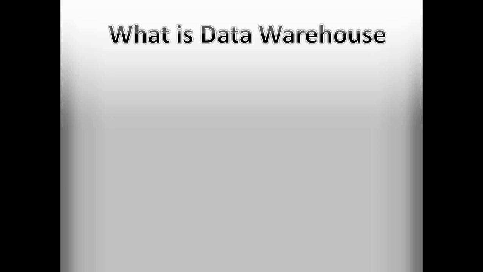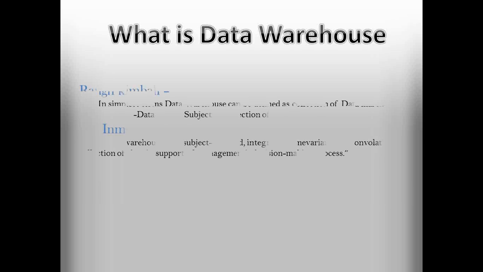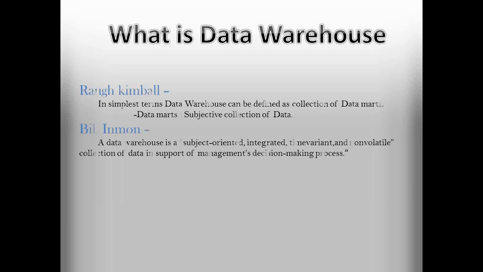Now let us understand who have defined the data warehouse and who those authors are. These are the two authors who have defined the data warehouse definition, Ralph Kimball and Bill Inmon. According to them, a data warehouse is a subjective collection of data. In simplest terms, a warehouse can be defined as a collection of data marts. A data mart is nothing but a subjective collection of data.